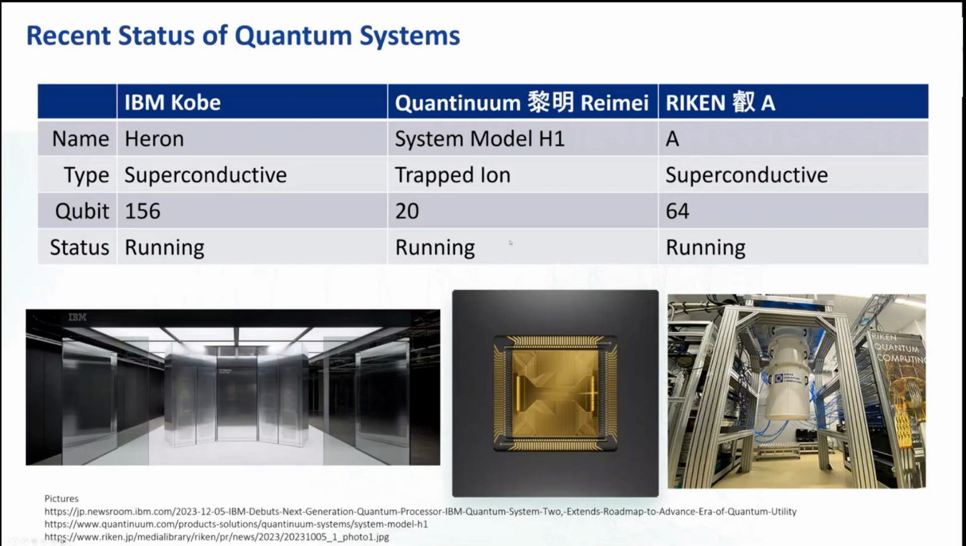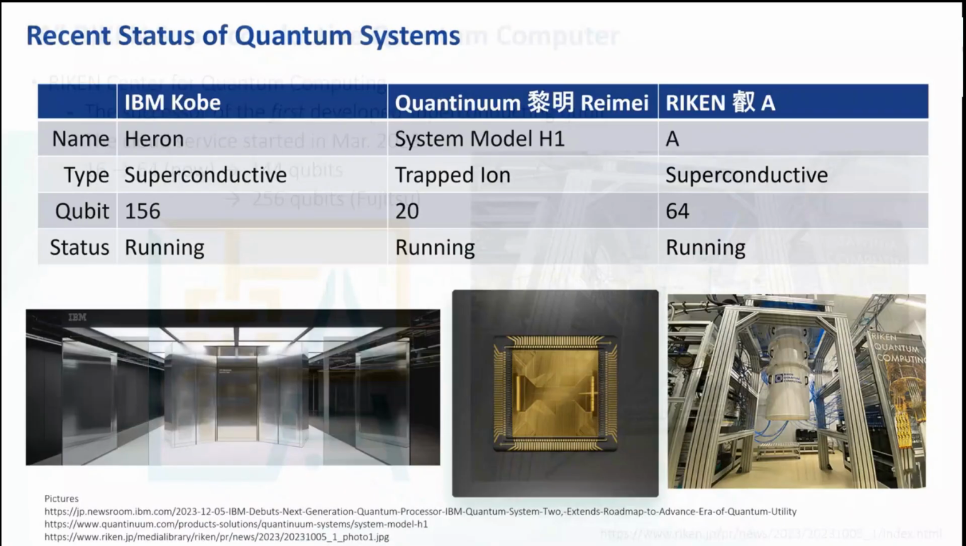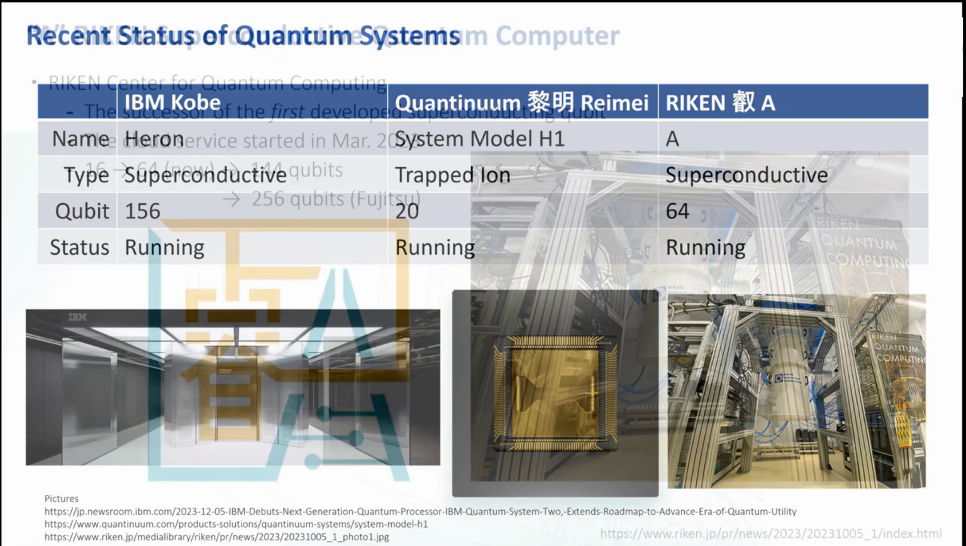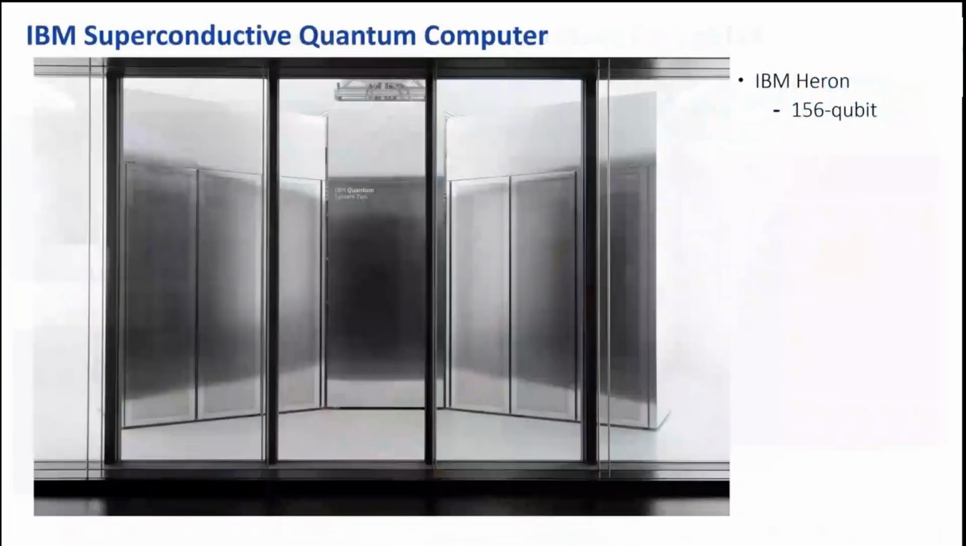I will omit the details and just introduce this slide. IBM Kobe is a 156-qubit superconducting machine, Quantinuum is a trapped-ion H1 machine of 12 qubits, and the RIKEN machine is a superconducting machine of 64 qubits. It will be upgraded to 144 qubits. I will omit the details of them.